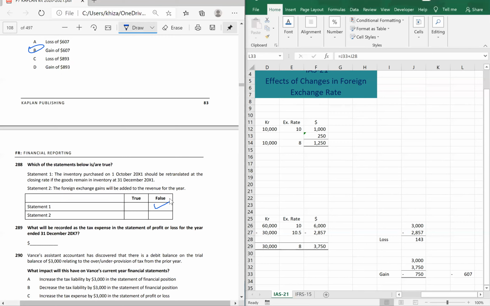The foreign exchange gains will be added to the revenue for the year. Why? It will be shown as a separate line item or as part of other income or loss. It's a foreign exchange gain, so it's other income, right? It could either be shown as a line item or as part of other income in your P&L. It will not be a part of your revenue. Okay. So this is it.